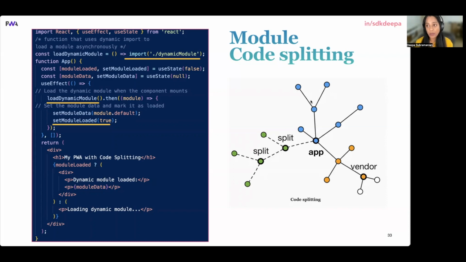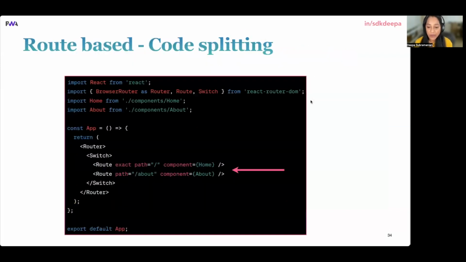So this is one way of splitting your code. This is module code splitting. The next one is route-based code splitting. Route-based can be done for each route. For example, here's React code for a homepage and about page. You could do code splitting based on your routes too.